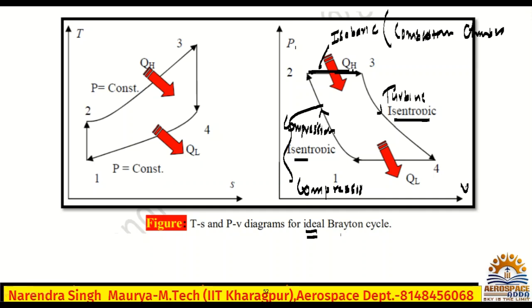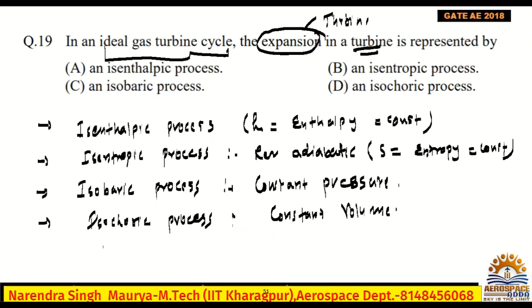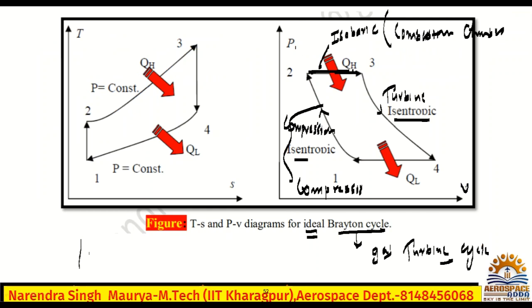So this is for the ideal Brayton cycle, which is the gas turbine cycle. So expansion occurs in the turbine, and what is the process in expansion? It is an isentropic process. So always remember, if I draw this diagram, better here I will draw it in short.